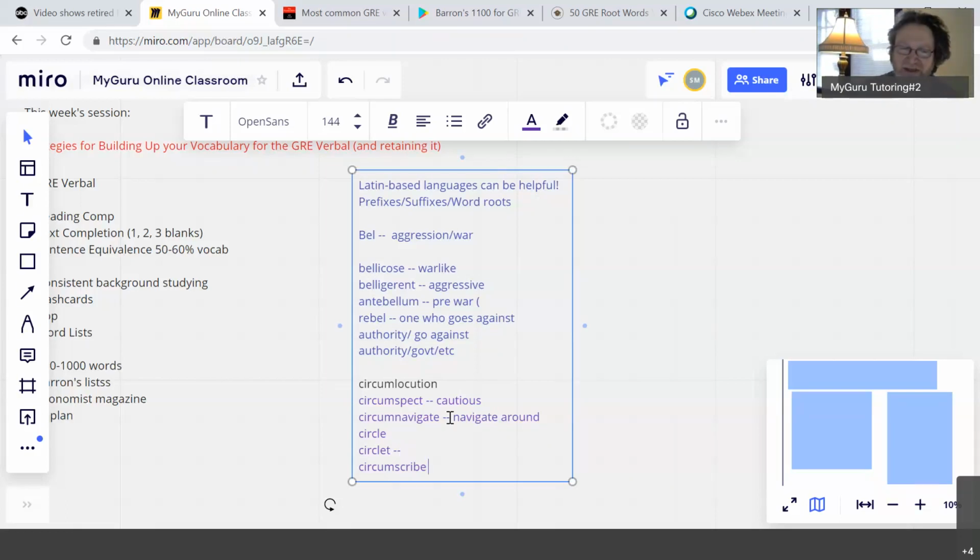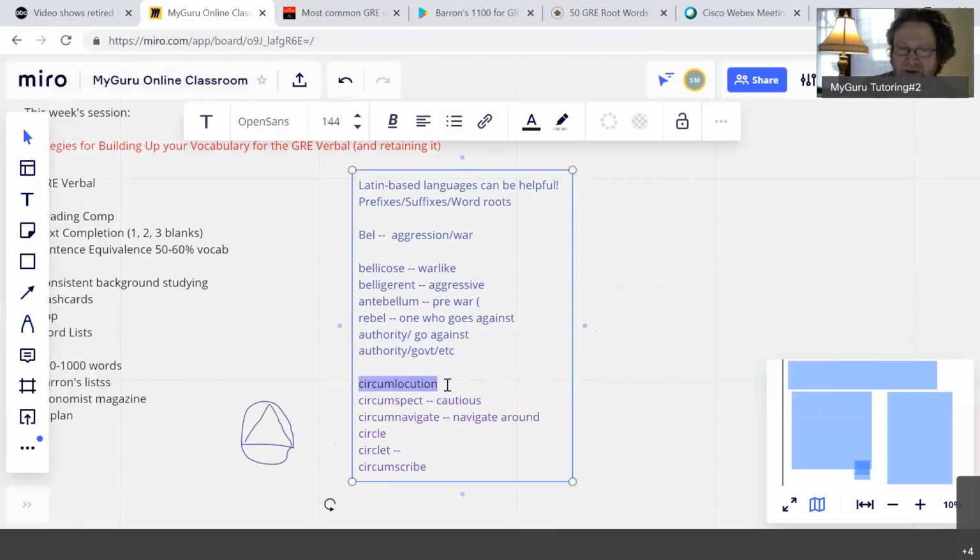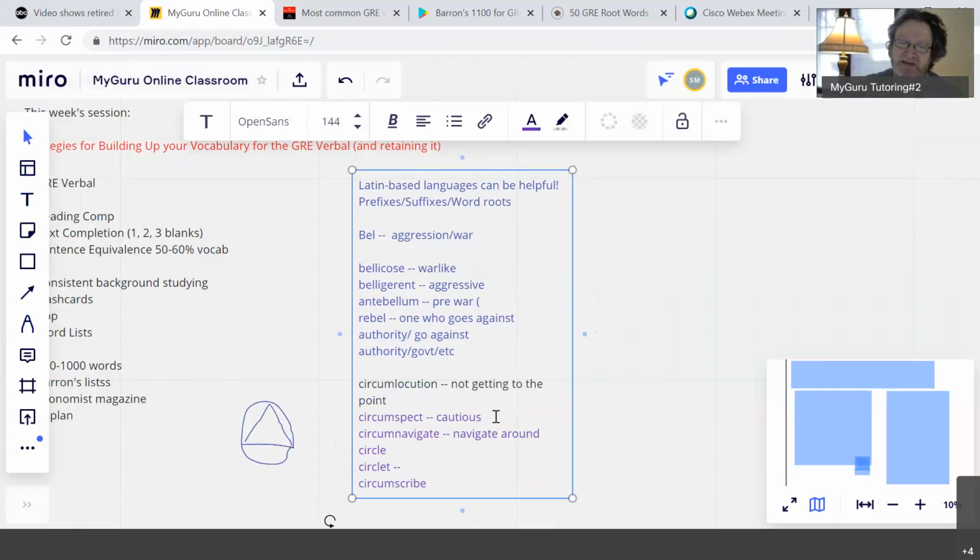to circle something. In geometry, I know this is a verbal section, but we'll bring in some geometry here, if you've got a circle that is circumscribed around a triangle like this, there you go. It means that it's written around something else. Circumlocution: LOC or LOQ has to do with speech or voice. So that means speaking around something, not getting to the point. Circumspect has to do with vision, something that you might see. So the idea is you're coming into a room, looking around carefully. That's where it comes to mean cautious.